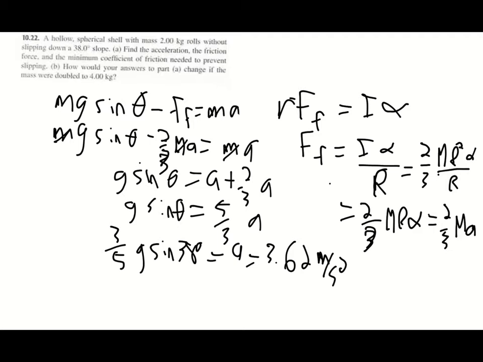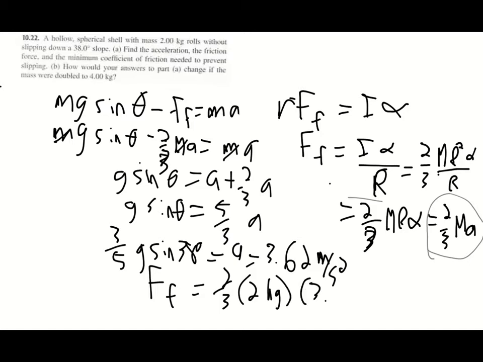All I have to do is put it into this equation over here, the 2/3 ma equation, which I'm going to do next. Okay, so frictional force is going to be 2/3. The mass is 2 kilograms, and then I'm going to take times 3.62 meters per second squared. I end up with 4.85 newtons when I put it in my calculator.